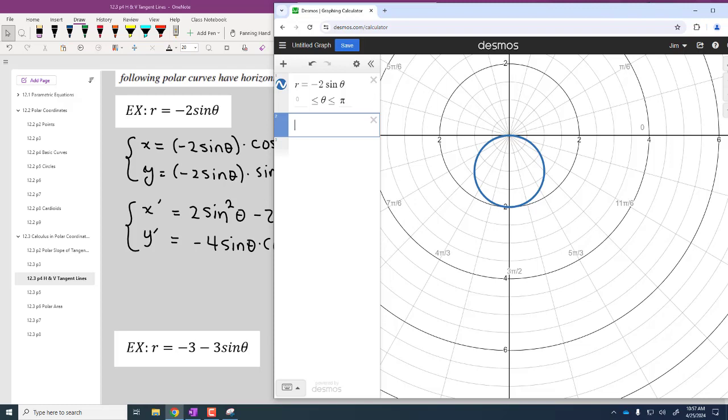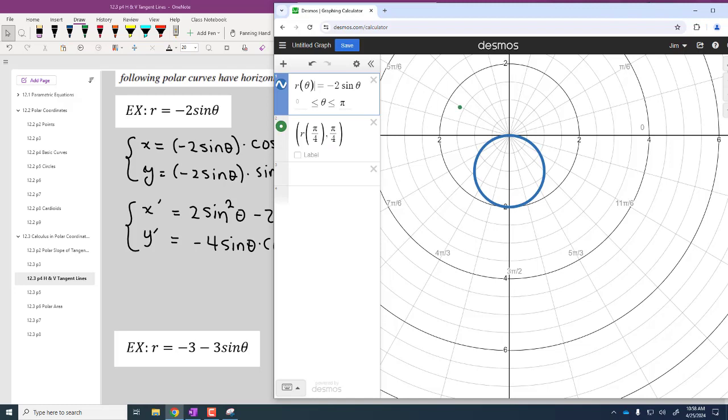Or let's do this. If we do, it's r comma theta. Can I do r of pi over 4? Will it do that for me? Let's just see. Is it going to plot that point? No, it's not going to do it for me. I wonder if I wrote this as r of theta. Would it do it? Oh, then it does it.